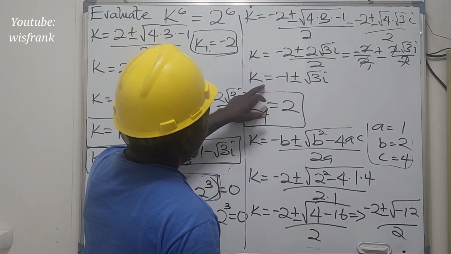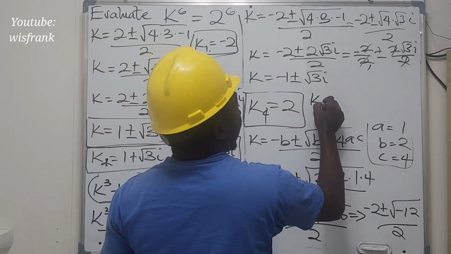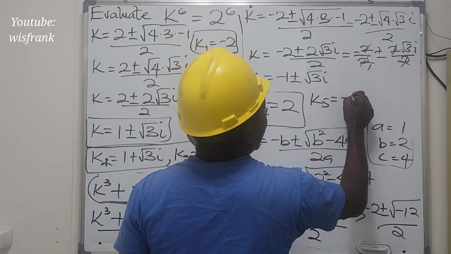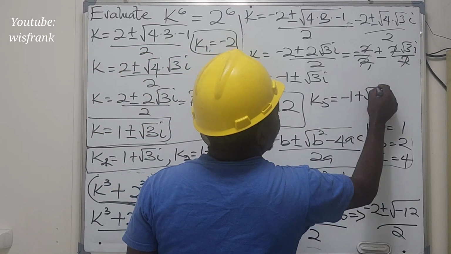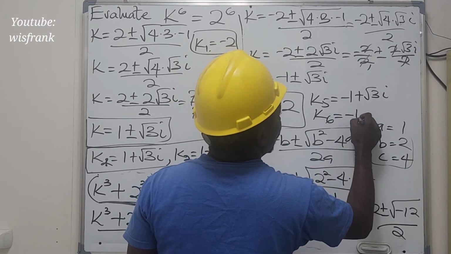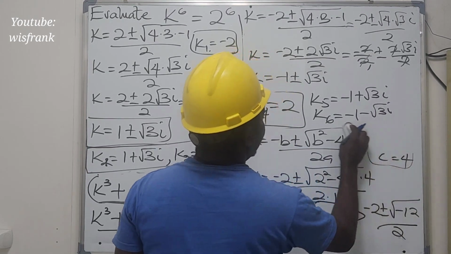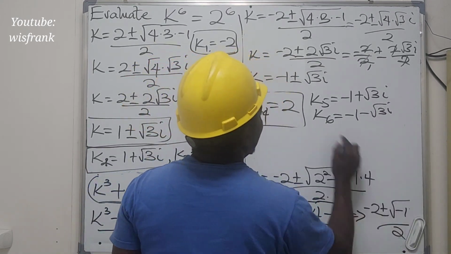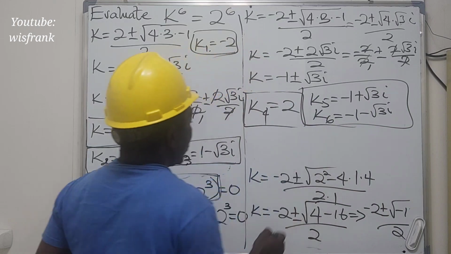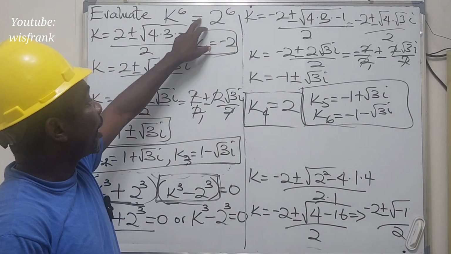So in this case, we have two values of k here, which are k5, equal to minus 1 plus root 3 i, and k6, equal to minus 1 minus root 3 i. So these are the values of k that we have, from k1, k2, k3 up to k6, and they all satisfy this equation.